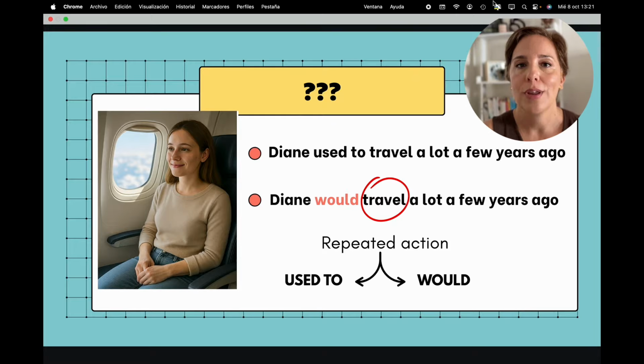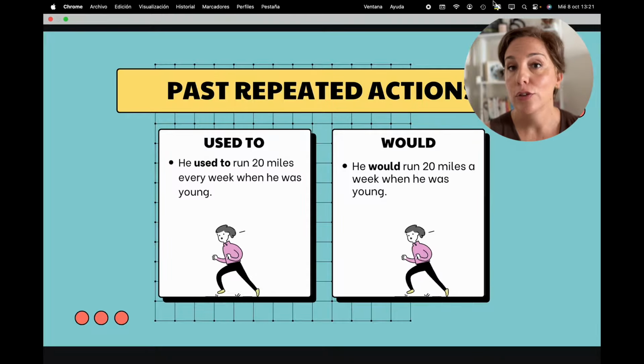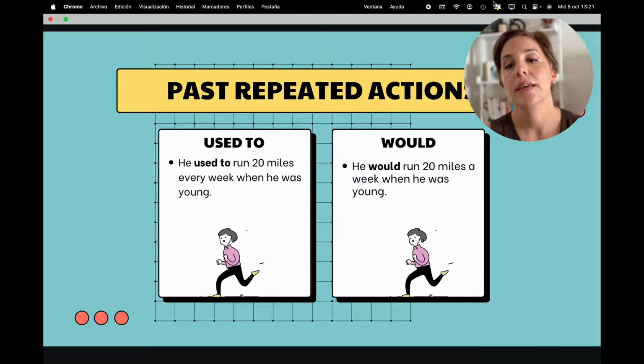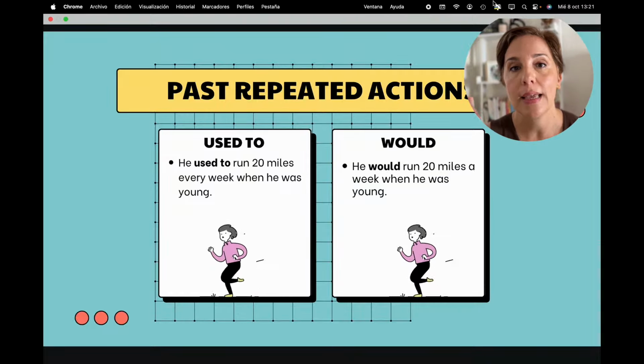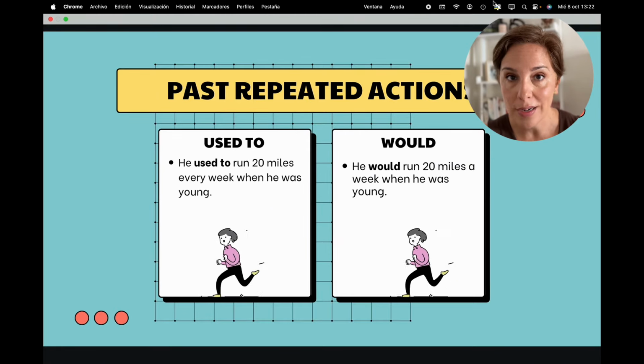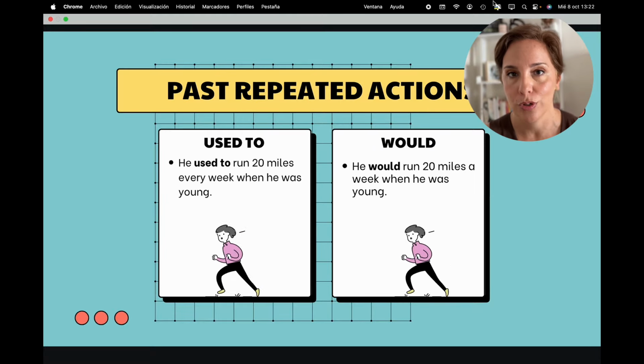So a quick recap. If we have our past repeated action like he used to run 20 miles every week when he was young, okay? The question is, can we say he would run 20 miles a week when he was young? The answer is yes, you can. Why? Because the verb run is an action verb. And action verbs are okay with used to and would.